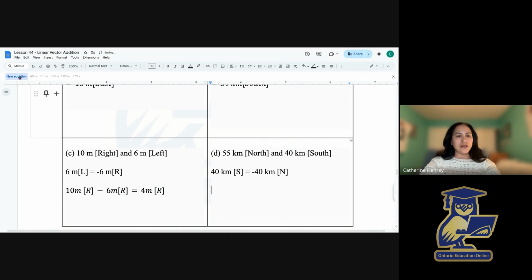So what that allows us to do, I'm going to add a new equation, and I'm going to have 55 kilometers north minus 40 kilometers north, and that equals 15 kilometers north. All right, and there you go.